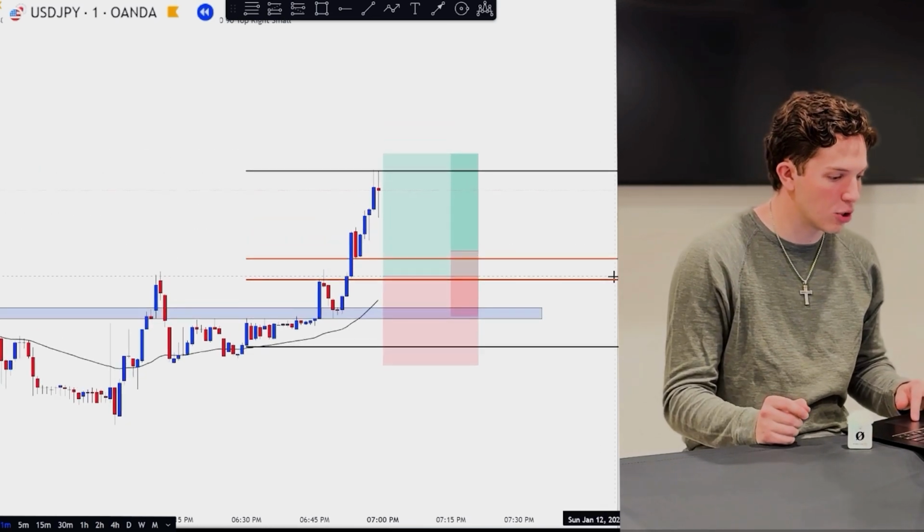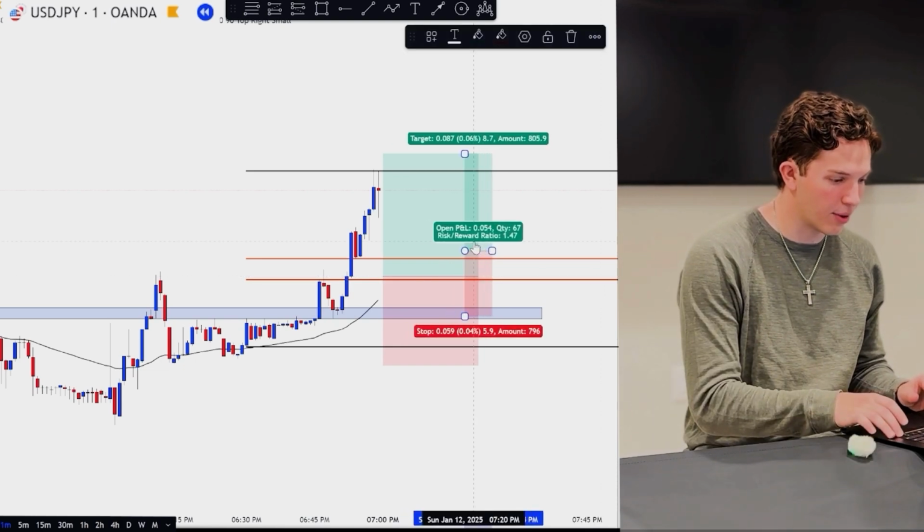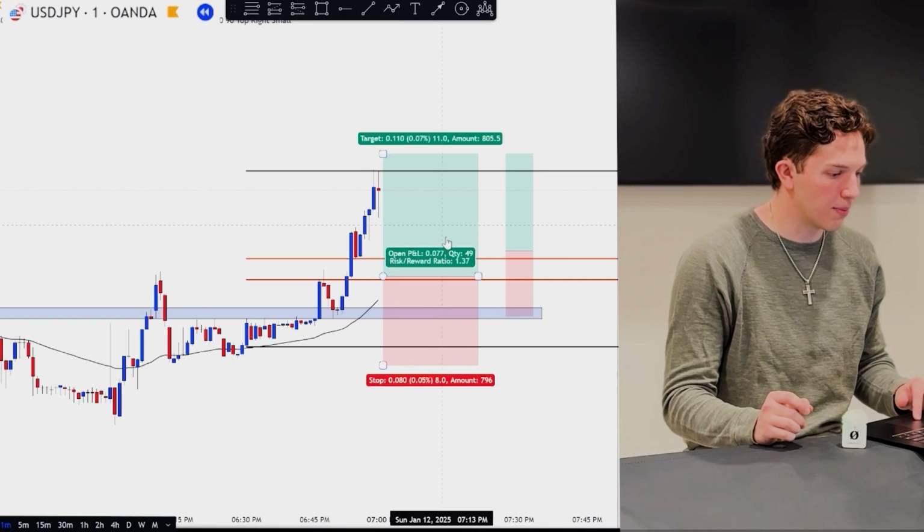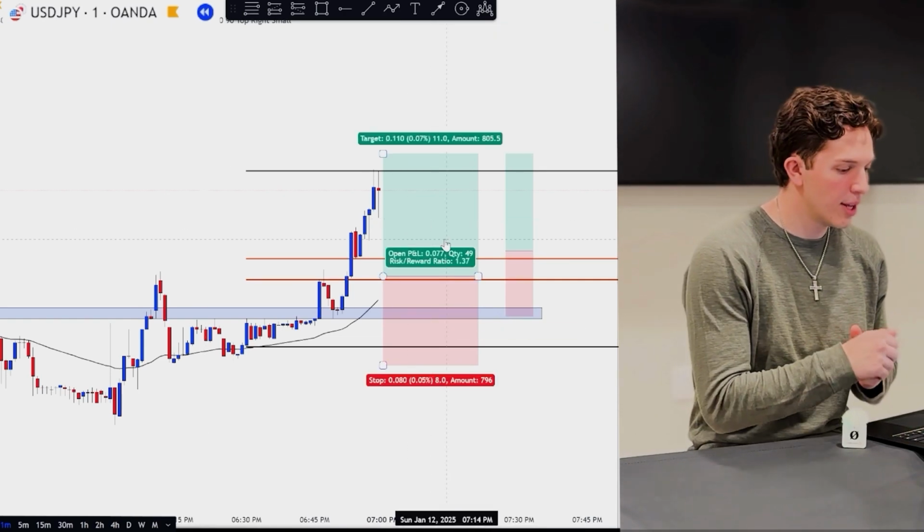I have my buy position set right here. We're going to ignore this one for now, right? This little position, I'll explain in a second, but this is our main position, right? This main position is what we want to look for. This is what we want.